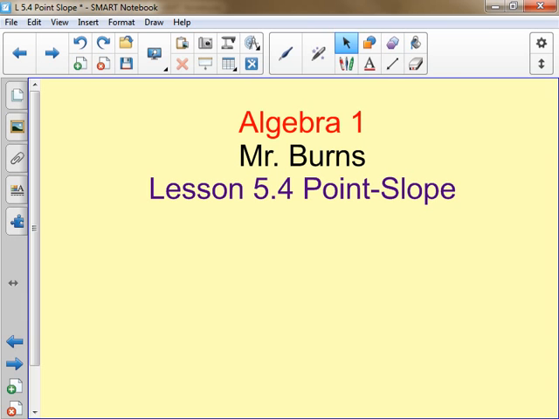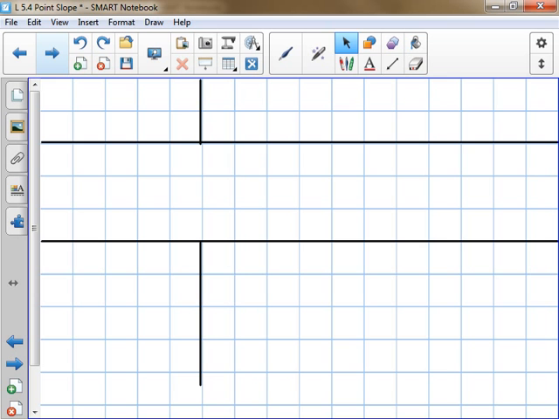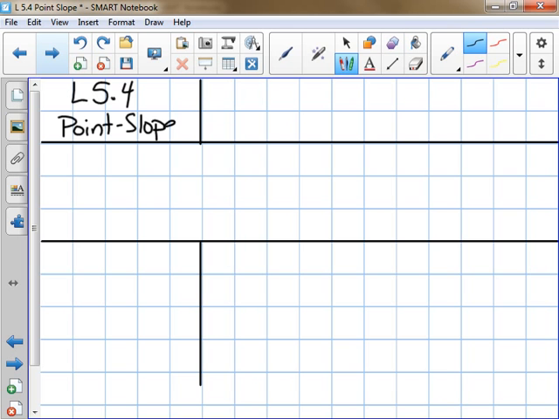Alright, Algebra 1, this is lesson 5.4, and we're talking about the point-slope form of a line. Really exciting stuff, so let's get started. You should by now already know that you're going to set your paper up for Cornell note-taking. This is lesson 5.4. You can write lesson 5.4 at the top, point slope.